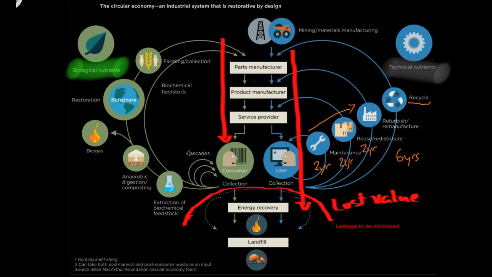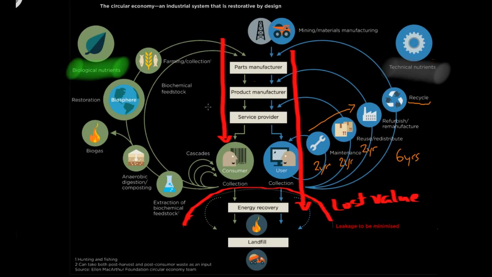In the biological cycle, you can see that you have cascades as well. You can use the biological material more than once, and I mentioned that with the Blue Economies model of coffee through to growing mushrooms through to feedstock. And also you can see that there's an extraction of biochemicals.